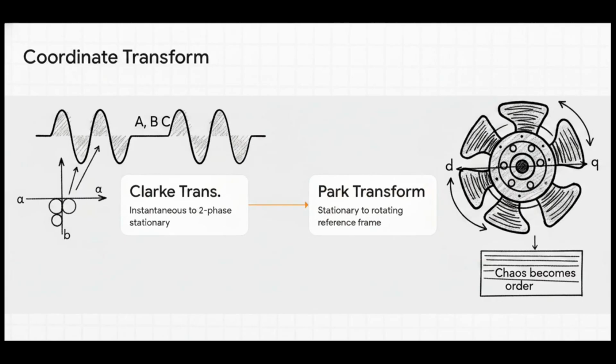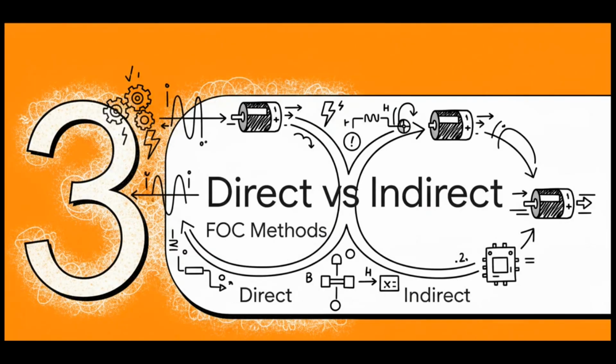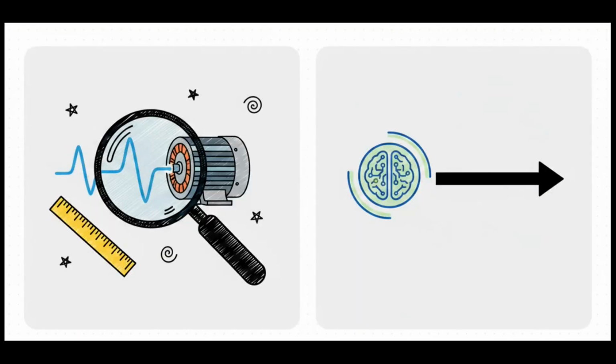We're left with a direct axis for controlling field flux and a quadrature axis for controlling torque. Literally, chaos becomes order. Section 3. Direct versus indirect FOC. Okay, so we've got our direct and quadrature axes, but there are two distinct ways this control architecture is practically applied to AC drives, direct versus indirect FOC.